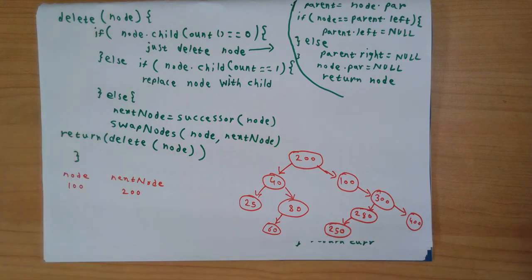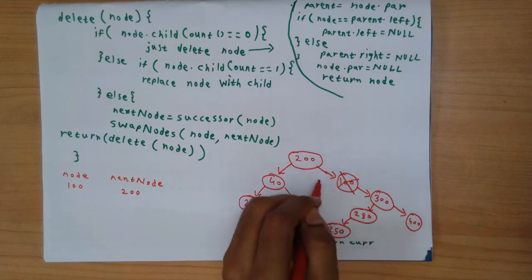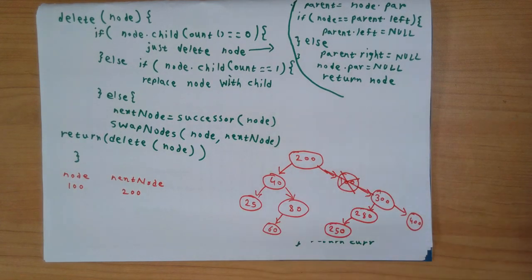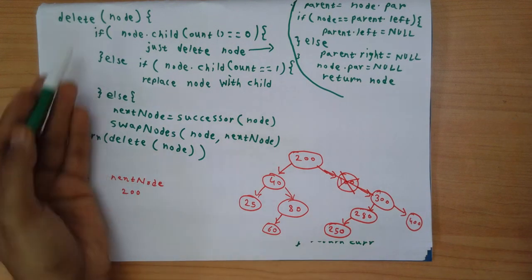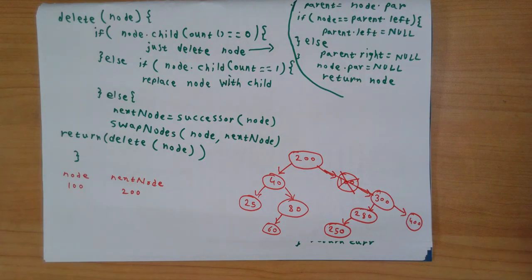So in this case, 100 will be simply replaced by its child, which is 300. Once I do that, this becomes a valid binary search tree, and I'll be returning the address of the node 100. So this deleted node can be used by client code for whatever purpose they want.